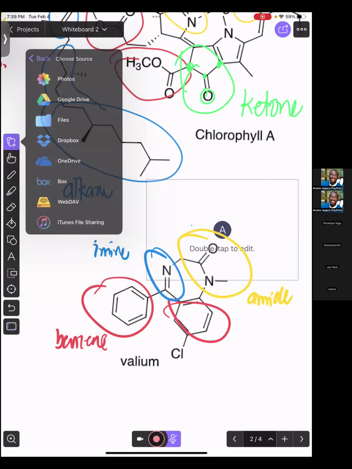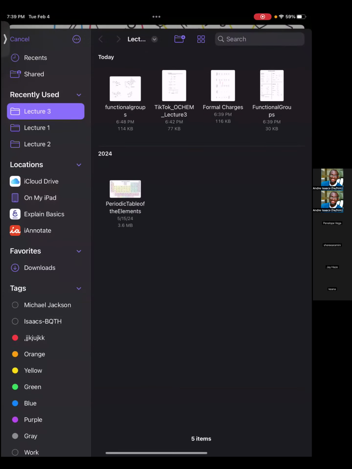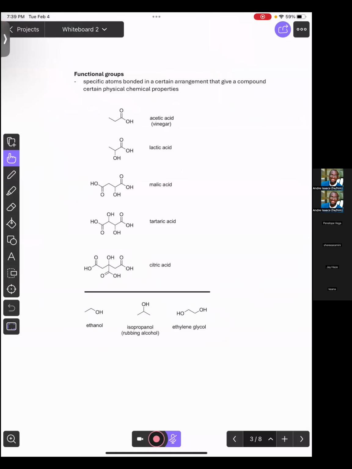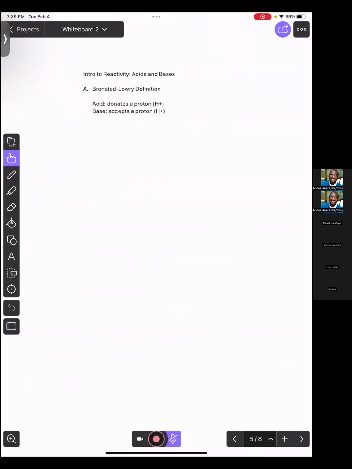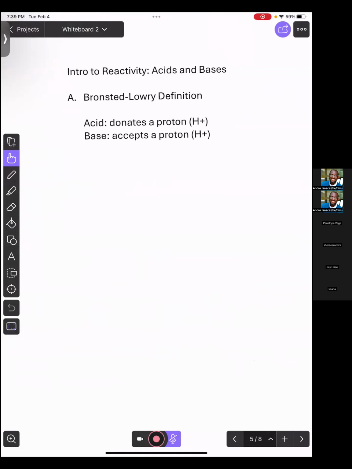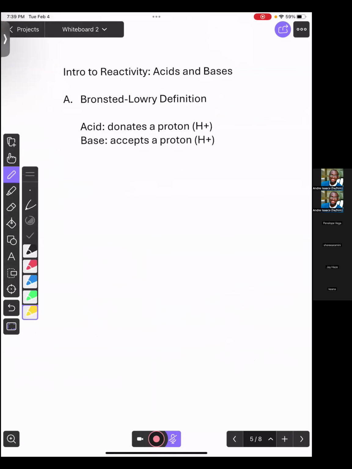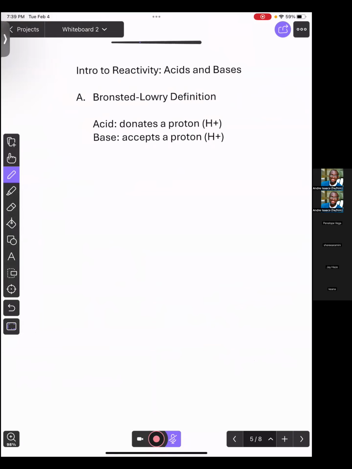Okay, so we're going to go back to our lecture because, as I promised, we are going to move on to start talking about reactivity. This is where the fun starts happening, right? We've introduced a lot. Now we have to start drawing reactions. We have to start learning how these functional groups react with each other. And I want to teach you all about arrows and electron pushing arrows.